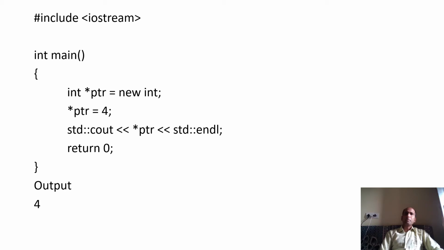So let's take a very simple example. Either you can use using namespace std, or I have written here std::cout. Both are the same. So I have allocated memory dynamically and then stored the value 4. You can take it from the user also, and then display it. It will show you the value at ptr, that is 4.